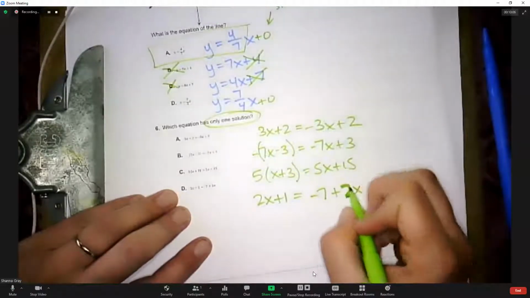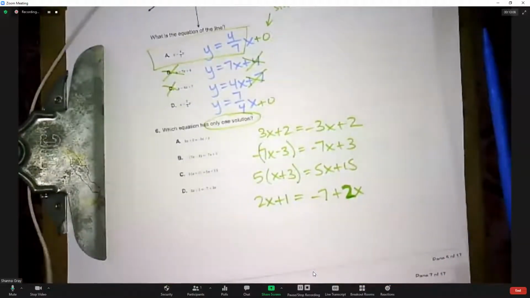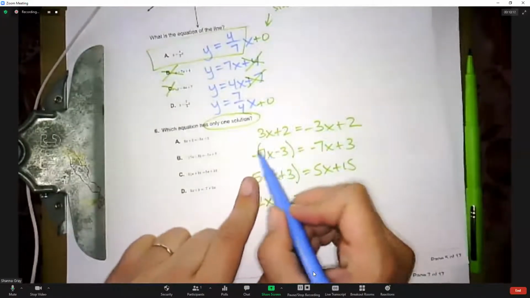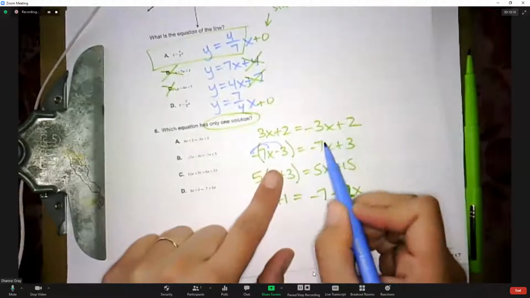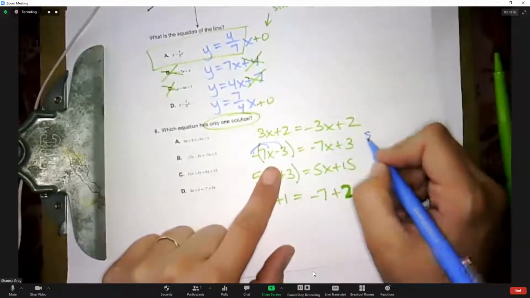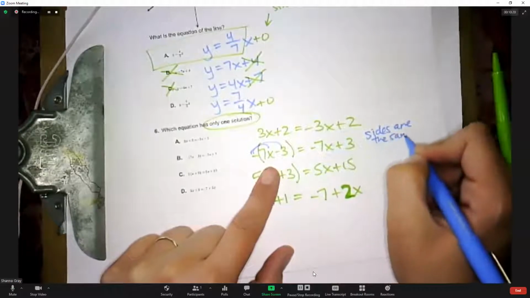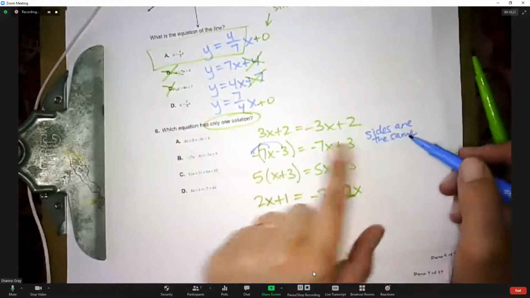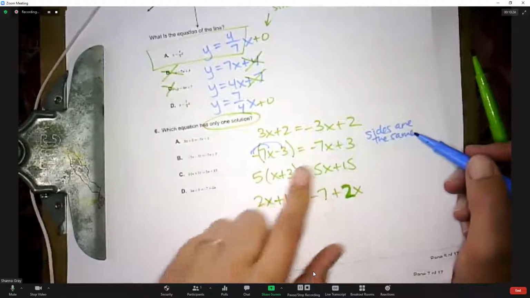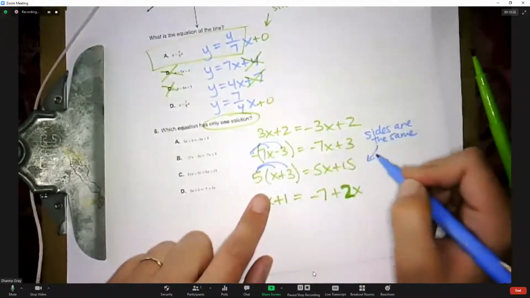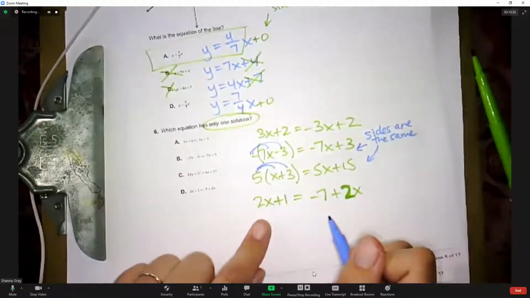So that's a 2, not a 7. And if you look through these, if I multiply this negative sign out, it's going to turn into this, which means these two sides are the same, which means it has infinitely many solutions if they're exactly the same this way. This one, if I multiply this out, same thing. It gives me the sides being the same.